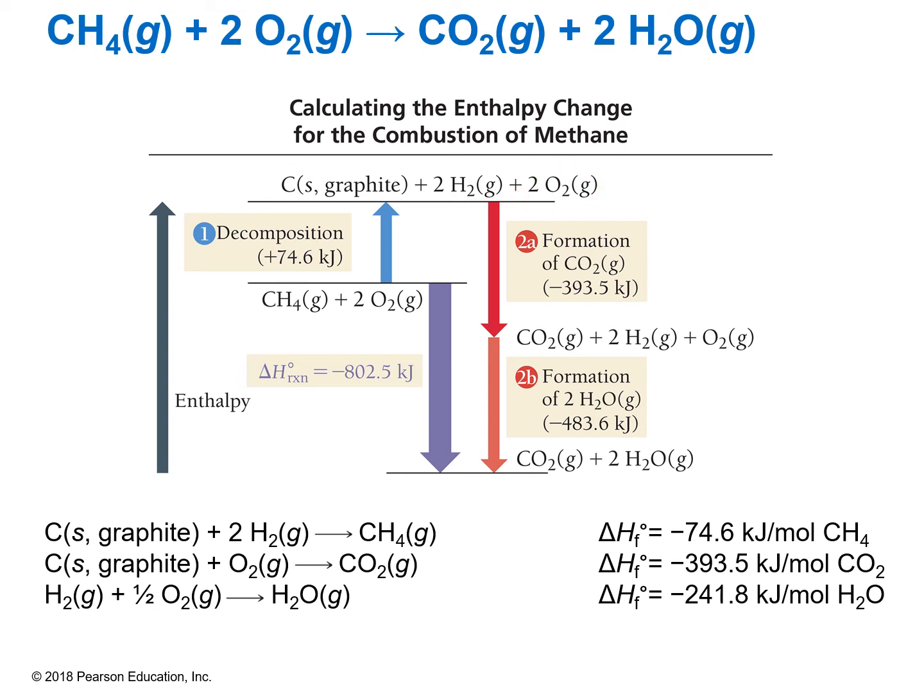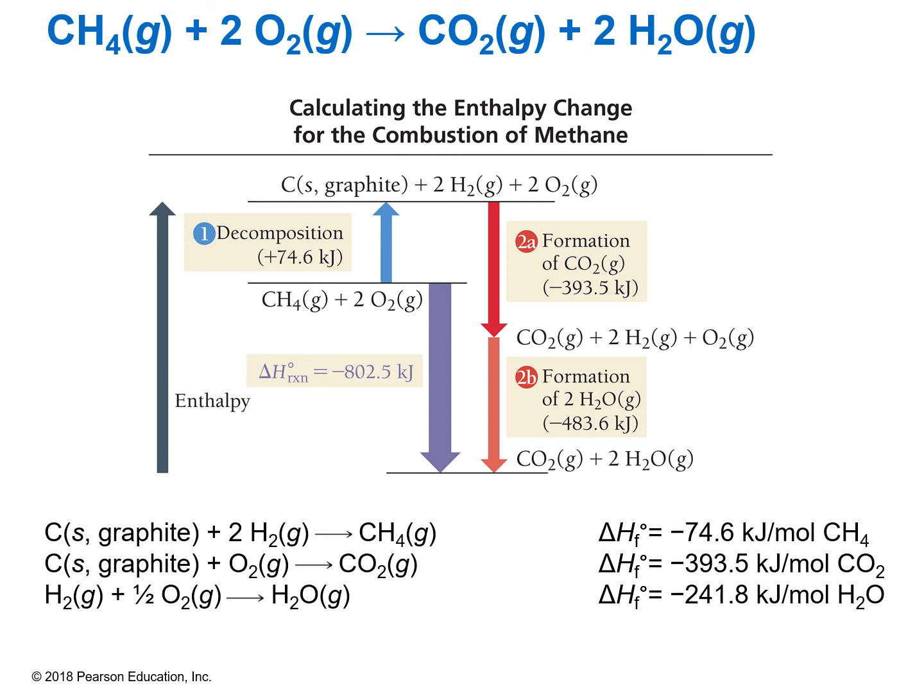If you go to the chart and you look up methane, methane comes in with a value of a positive 74.6 kilojoules. Oxygen comes in with a value of 0. So to get from here to there, it's going to be this positive 74.6.